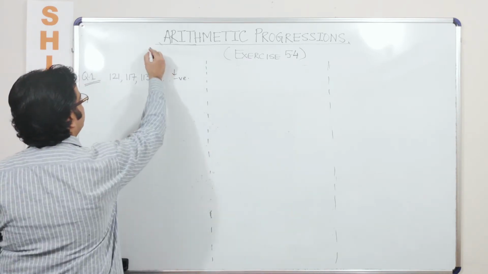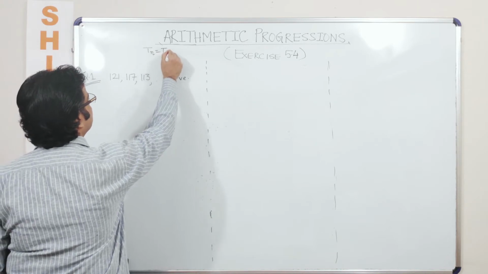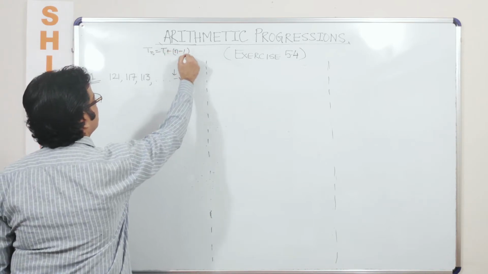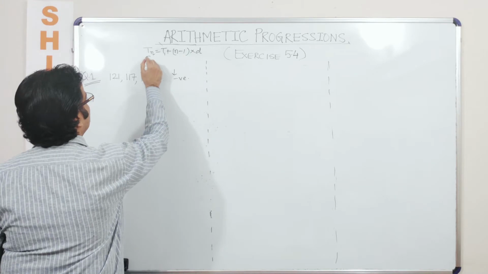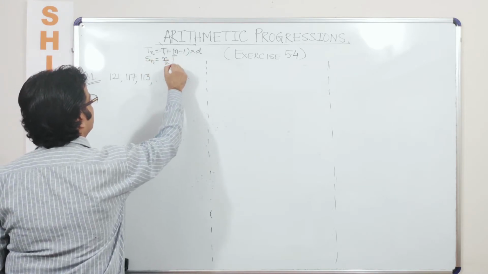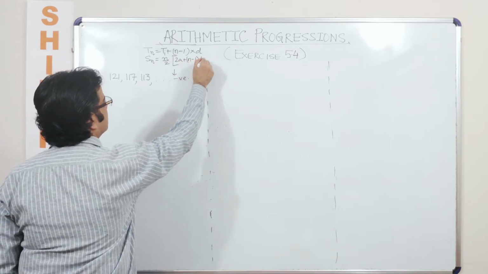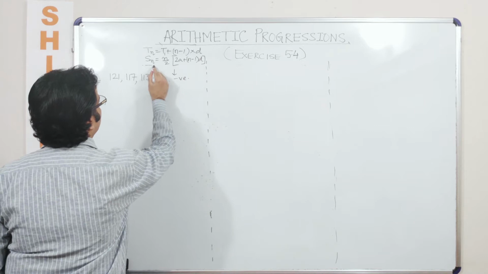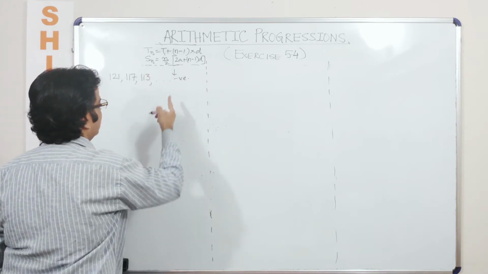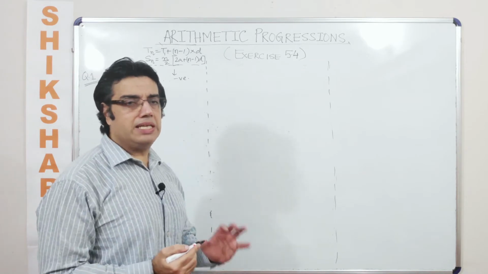So we'll be using a few formulas throughout, and one of them is the nth term is equal to t1 plus n minus 1 into d, and the commonly used sum for n terms is equal to n by 2 of 2a plus n minus 1 into d. So the question here is which first term of this arithmetic series would be a negative term.